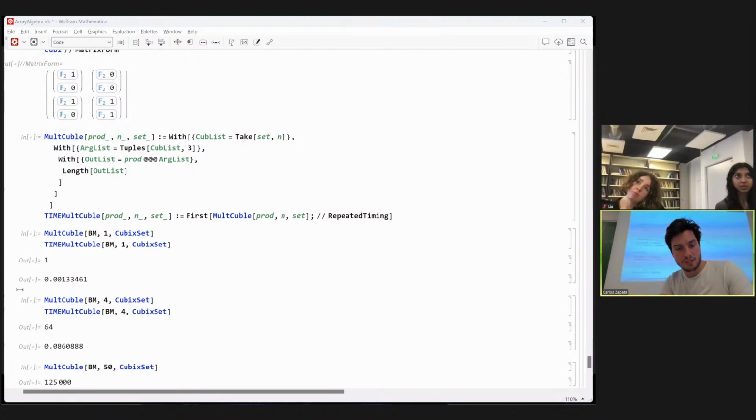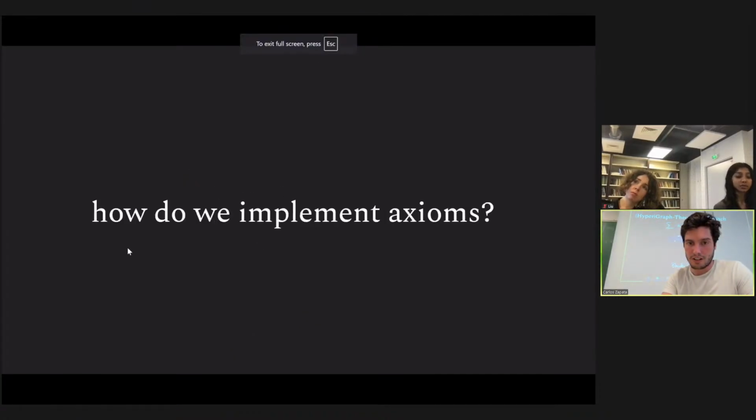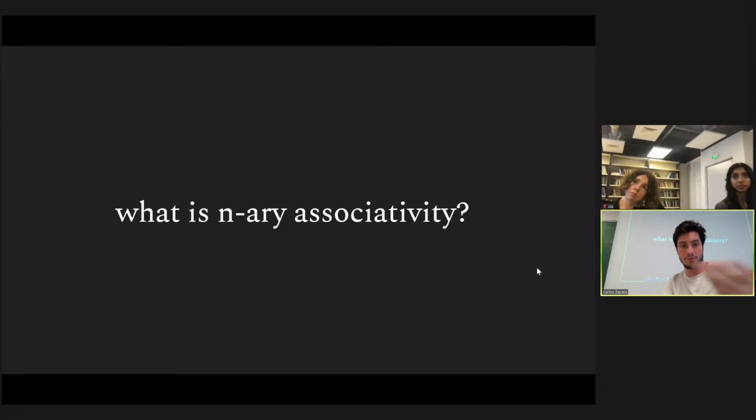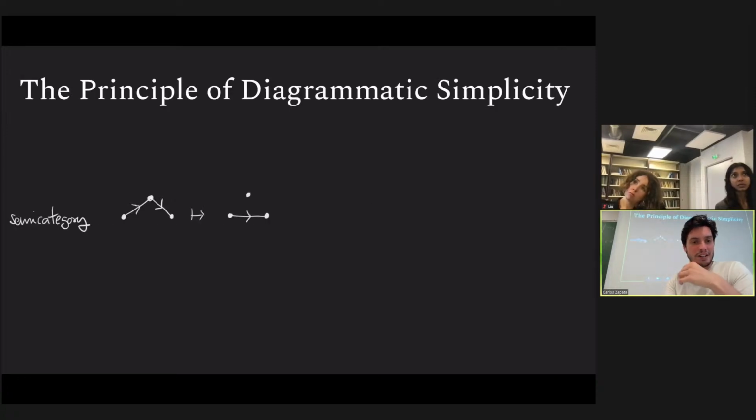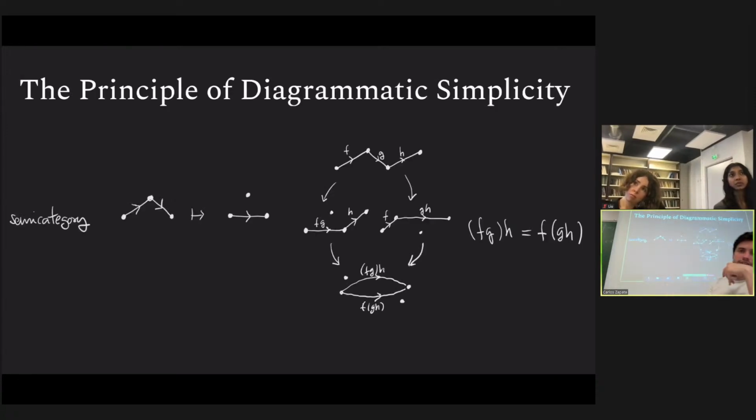The other approach is the complement of that, and then I go back to my presentation. If you're looking for axioms of associativity, of n-ary associativity, you might wonder, how do you implement these axioms in the first place? So this is where I have the idea of what I call diagrammatic simplicity, which is sort of taking the complement of what I was saying before, which is literally computing every single case one by one. This is taking the most abstract approach to what happens in matrix multiplication.